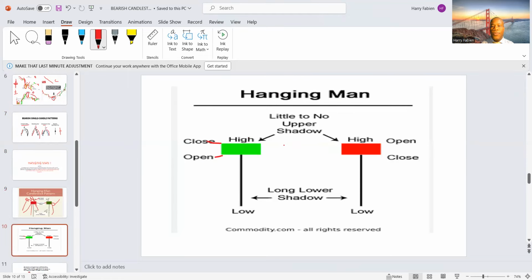And also, close here and open here. And it has a long lower shadow, which is this one, a long lower shadow, and that's the low. So high, close, we call that high. We call this one close above for the bullish one, open at the bottom, long lower shadow and low. For the bearish one, price always goes high, opens above and closes at the bottom, with a long wick and low here. All right.